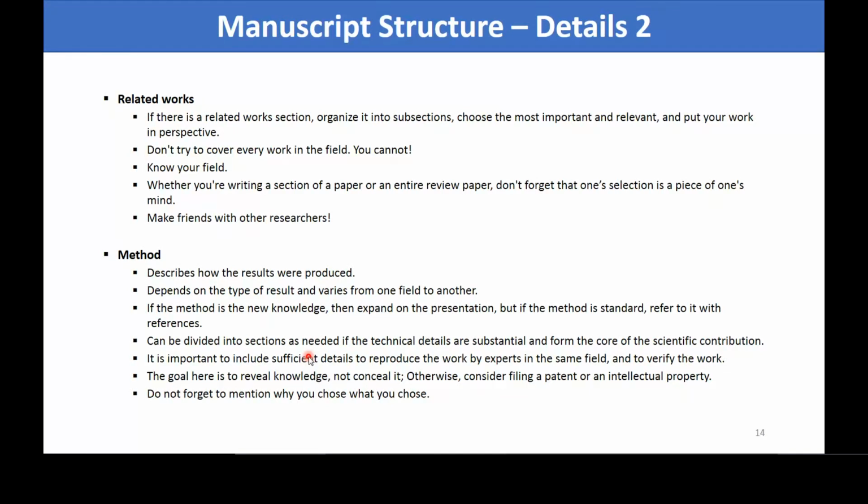This is an important aspect of the methods section. One of the main goals of the methods section is to make your work reproducible. So it should include enough details to reproduce the work by experts in the same field. And also, this will allow others to verify and to validate your work. So the goal here is to reveal the knowledge, not to conceal the knowledge. So please explain as much as possible, clear, explicit. You don't have to hide anything. Otherwise, you can consider filing a patent or intellectual property if you want to hide some details.